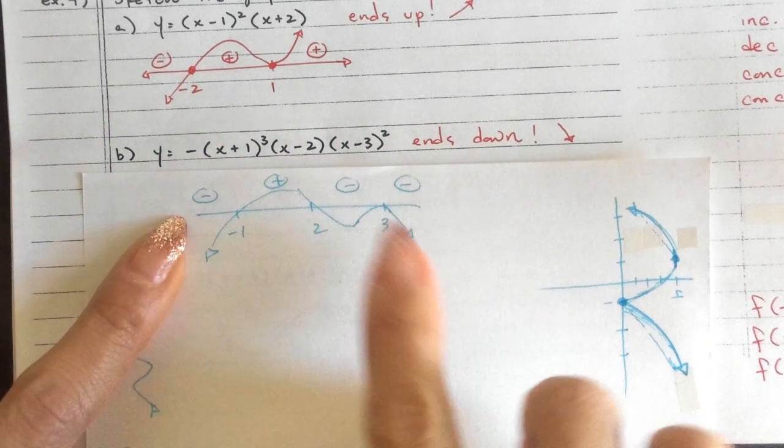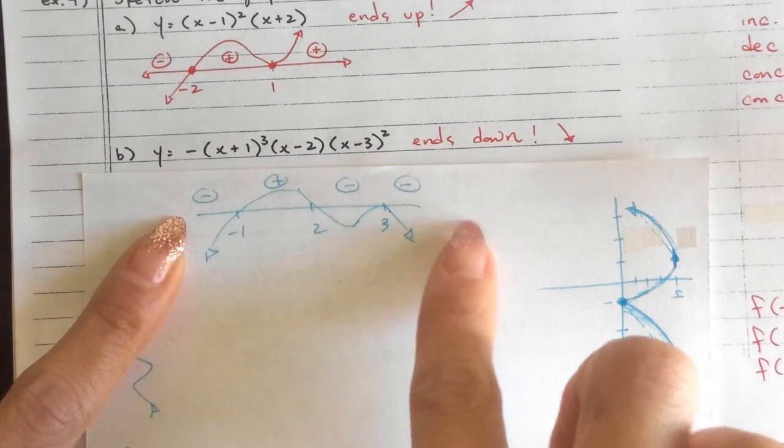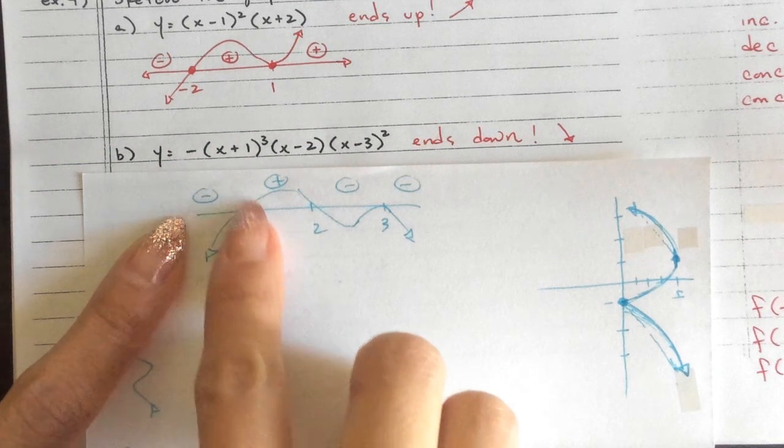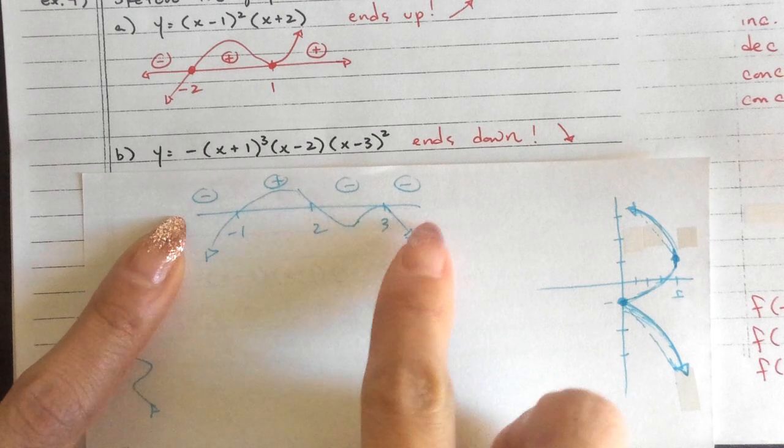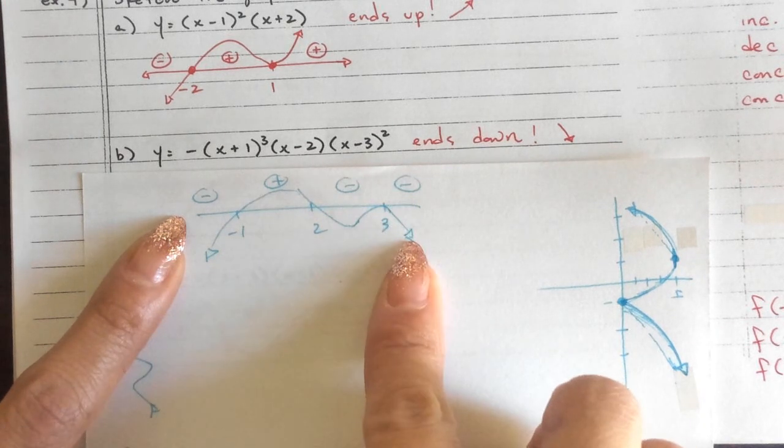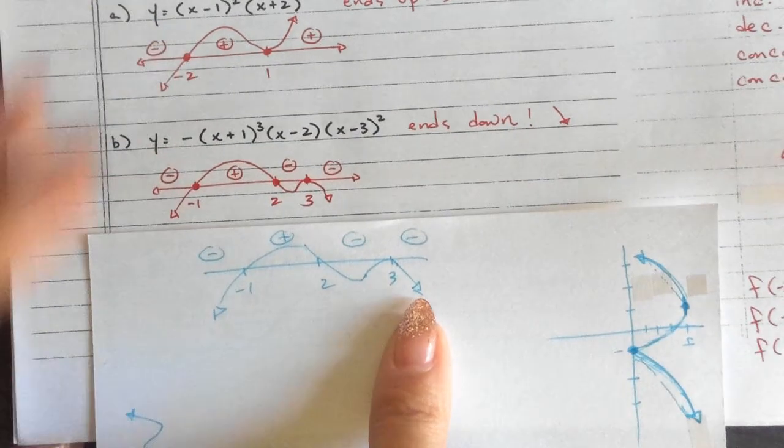So if this was f prime, it's not. But if this was f prime, I would have 1 local min and 1 local max. And this would not be a local min or a local max. Okay, so that's how it got drawn.